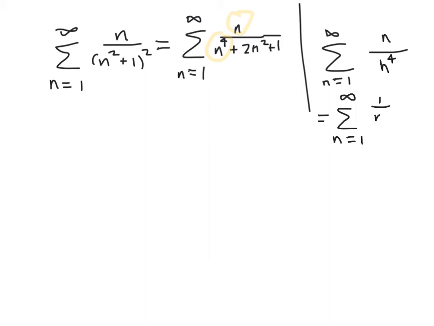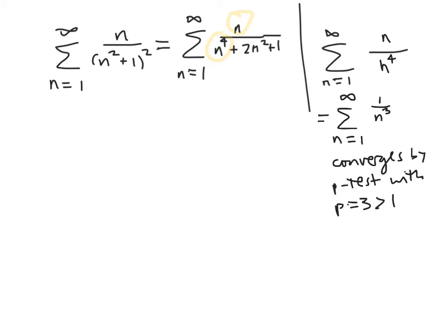This is a general pattern with rational functions. You take the biggest power of n in the numerator and the biggest power of n in the denominator, and you divide them, and that's what gives you the series you're going to compare with. Well, we see this clearly converges by the p-test with p equal to 3, which is bigger than 1.